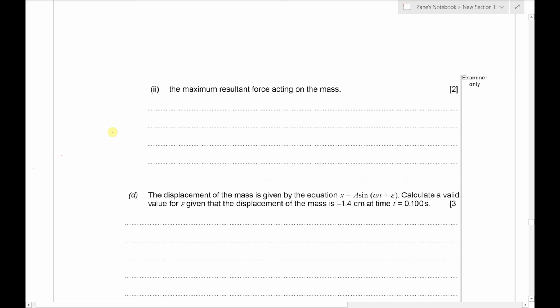Okay, the question continues by asking us to find the maximum resultant force acting on the mass. Well, resultant force is mass times acceleration, so maximum resultant force is mass times maximum acceleration. And for SHM, the maximum acceleration is given by plus or minus omega squared A, and we're only considering the size of the force, so we don't need to worry about the minus option.